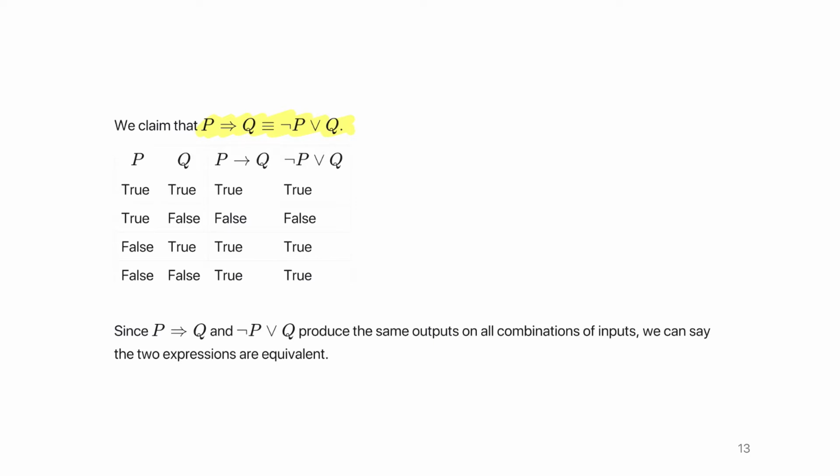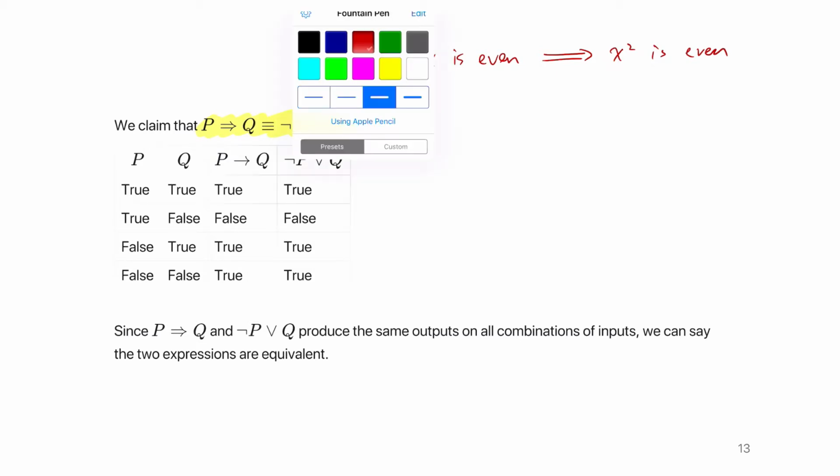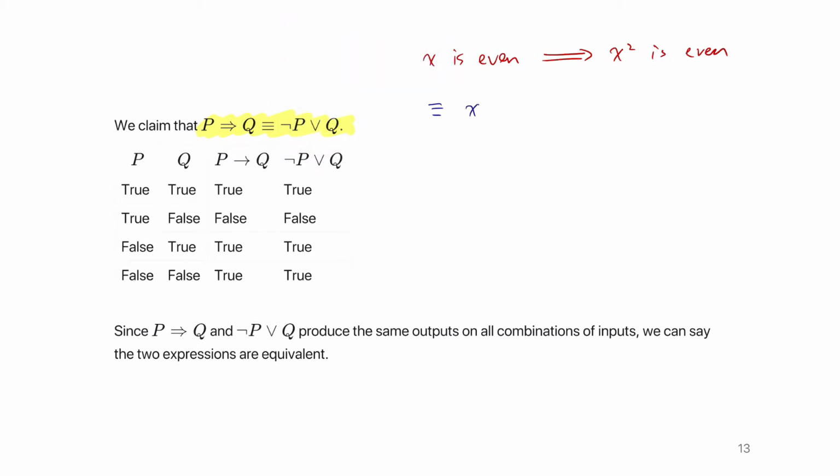Okay, just as an illustration, if we have x is even implies x squared is even, this is logically equivalent to x is odd or x squared is even. This is P, this is Q, this is not P, this is our OR, and this is our Q. And you can always think about the truth table if this ever seems a little odd.